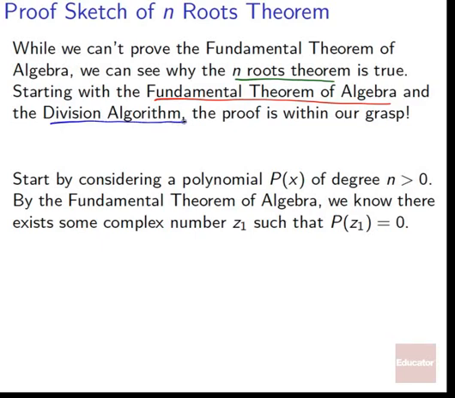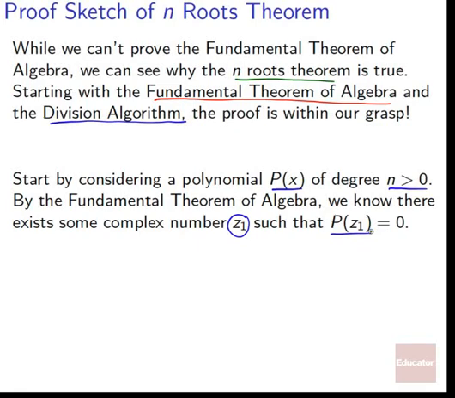So start off by considering some polynomial p of x with degree n greater than 0. Now, the fundamental theorem of algebra, remember that said that there is at least one root. So by the fundamental theorem of algebra, we're guaranteed there's at least one root. So let's give that one root that we're absolutely guaranteed a name, and we'll call it z1 because it's our first root. And we know that p of z1 equals 0, right? It's a root because if we plug z1 in, we get 0 out of the polynomial.